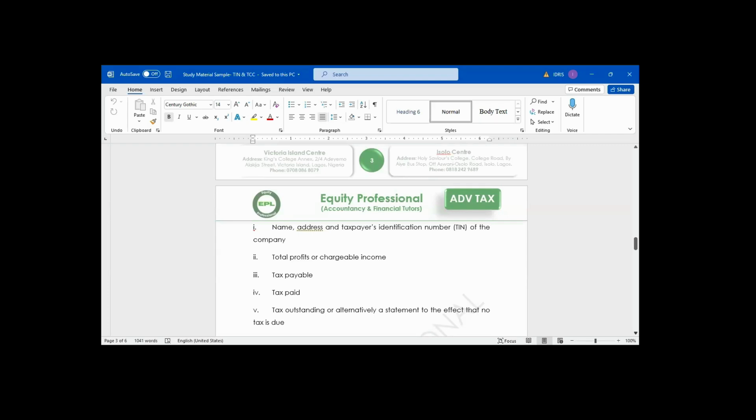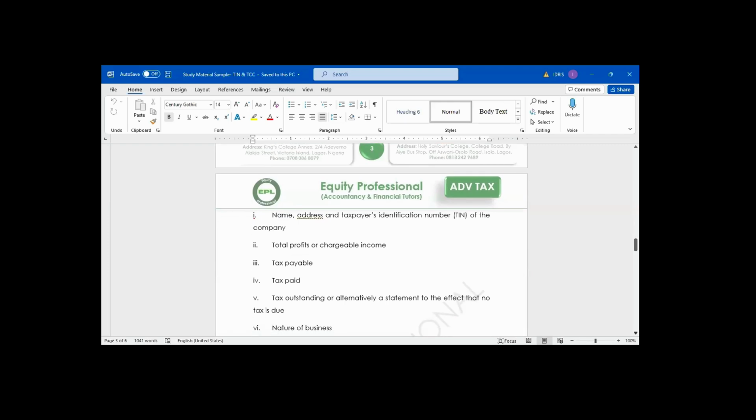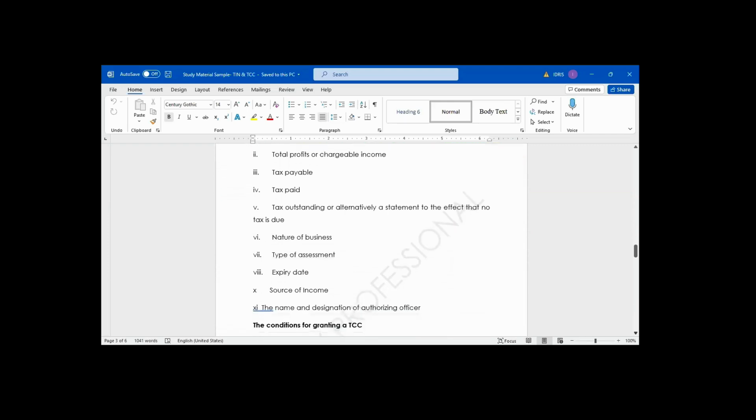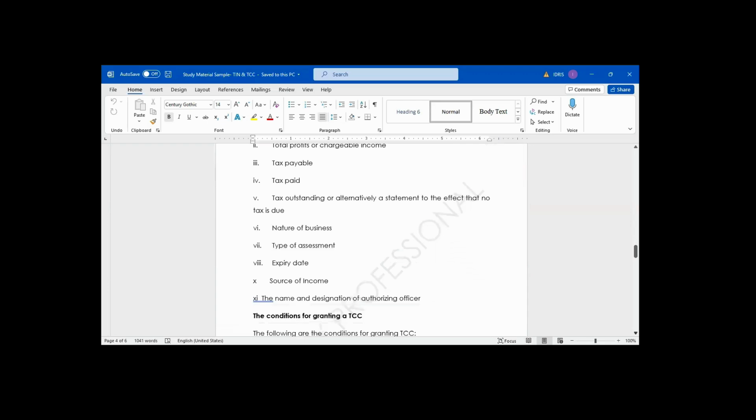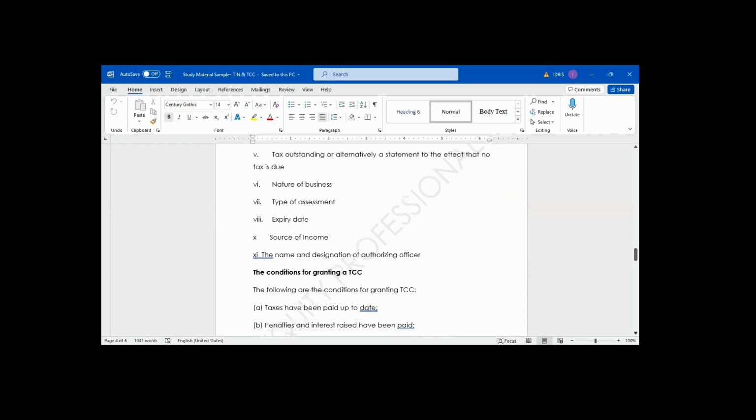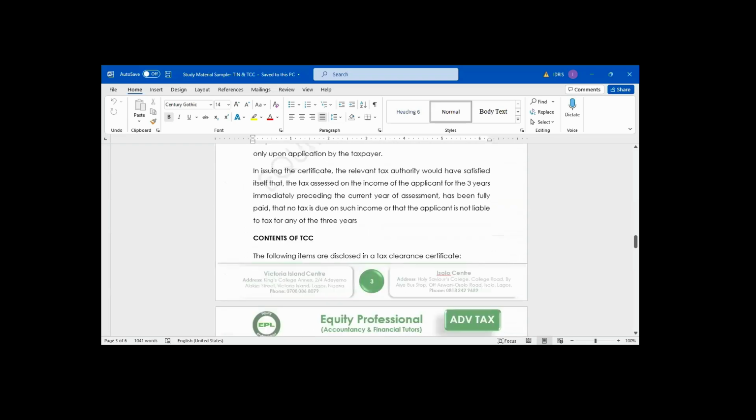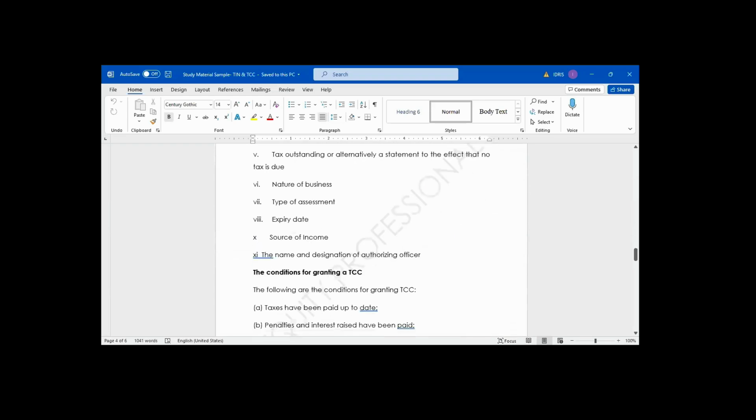Tax payable is also included as part of the content of the tax clearance certificate. Tax paid is also included. Tax outstanding is also included. Nature of business is also included. Type of assessment is also included. Source of income is also included. Name and designation of the authorizing officer is also part of the content of tax clearance certificates.